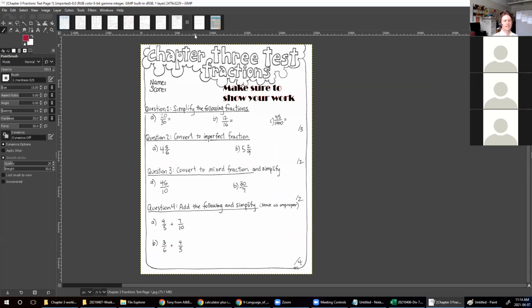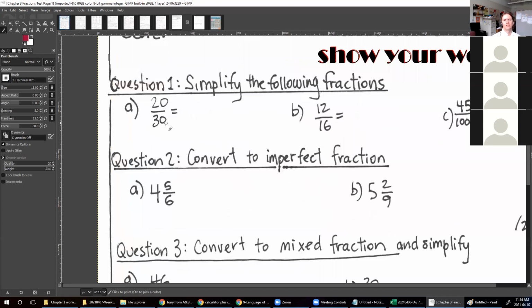I want to go to the test really quickly before I lose anyone else. And thank you again for your patience. I did not write this on the test, but I really want to make sure that this is clear. Make sure to show your work. I really want to see what you're doing. When you go 20 divided by 20 30ths, I don't want you just to give me 2/3. I want you to tell me, oh, divide the top and the bottom by 10 and it gives you 2/3. Perfect. That's what I want.